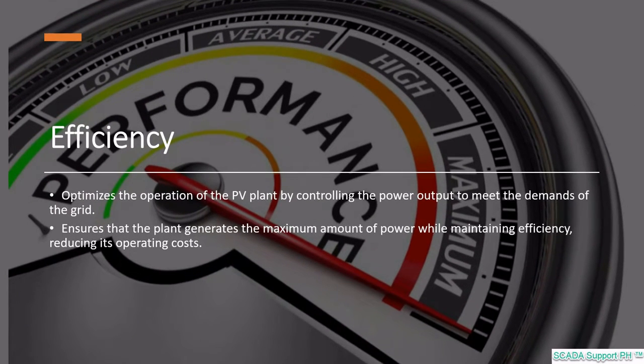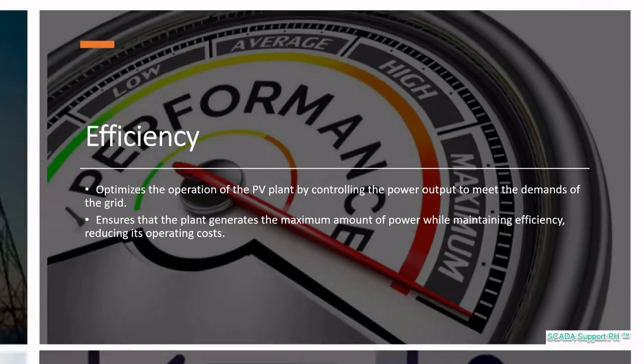Second is efficiency. The grid controller optimizes the operation of the PV plant by controlling the output power to meet the demands of the grid. It ensures that the plant generates the maximum amount of power while maintaining its efficiency, reducing the plant's operating costs. Features like intelligent control in near real-time functions maximize the power plant's availability, thus leading to a more efficient operation.